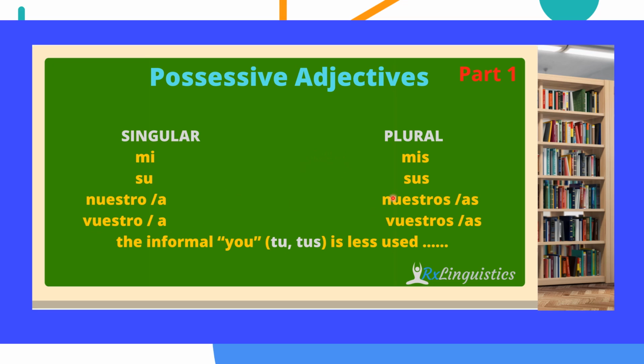Okay, so all these forms of adjectives are called the short form of possessive adjectives. Later we'll discuss the difference between the short form and the long form. So this set is the short form. Next we'll see the long form.